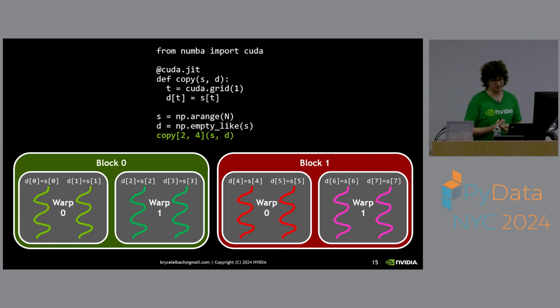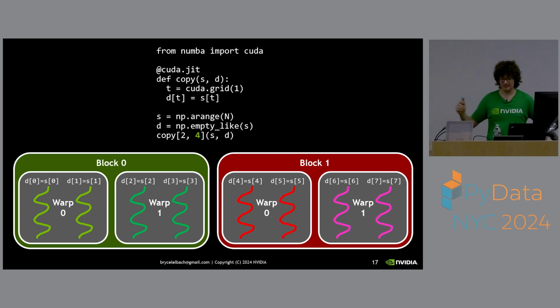To launch our kernel on this thread hierarchy, we need to provide both execution parameters and function parameters, which we do here. Execution parameters are provided via the indexing operator. The first execution parameter is the number of blocks, which is 2 in this case. The second execution parameter is the number of threads in each block, which is 4 here.